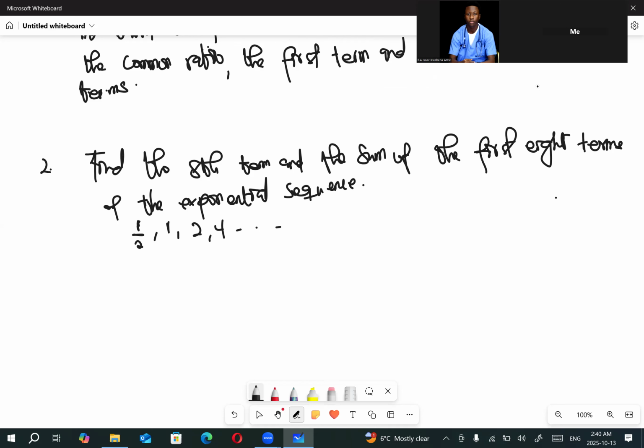All right, I want us to look at the second one. Like I said, this is not rocket science. This is simple logic. The thing we're learning is the sum of the first terms of an exponential sequence. And I told you sum is about adding half to one to two to four. So if I ask you to find the sum of the first three terms, it's adding half to one to two. Do you get it? Yes, sir. And you can simply do this from your calculator.